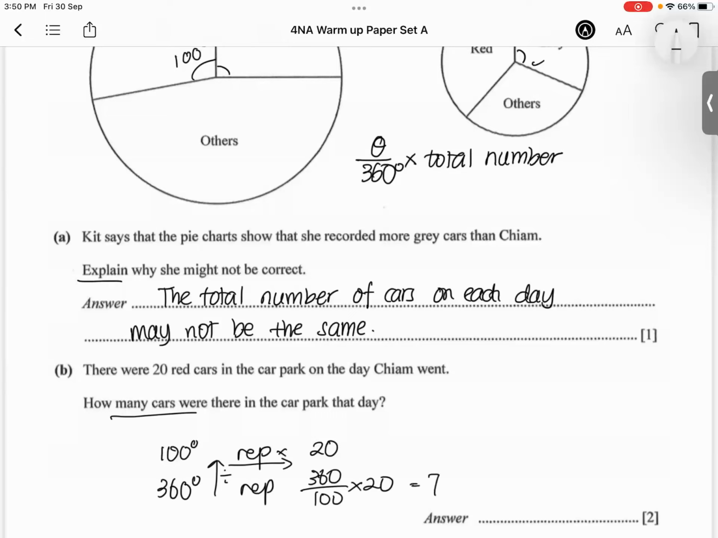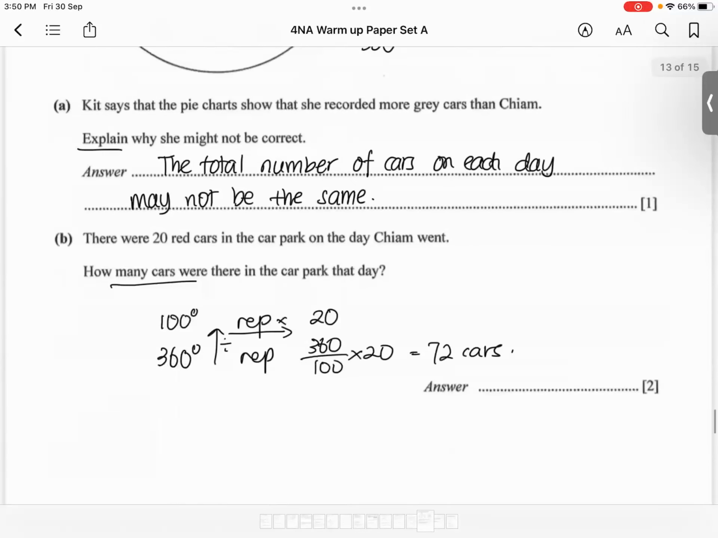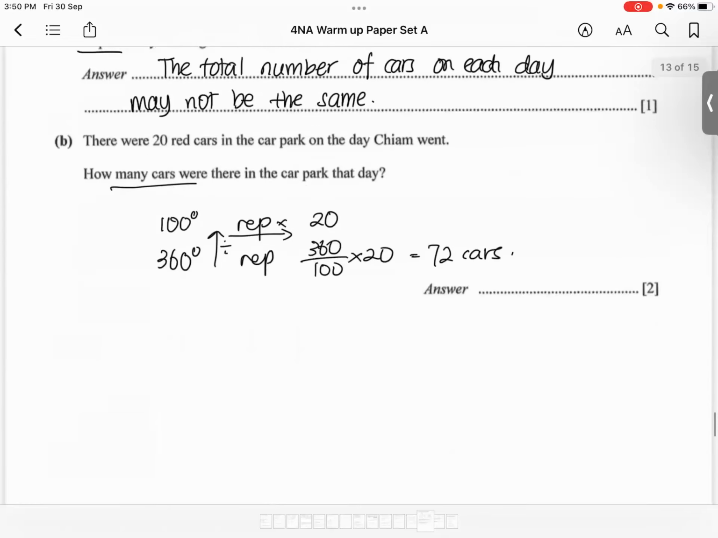I get 72 cars. Okay, so for this kind of question, when you don't really know what to do with it, if there is this word such as accurate or the actual scale or something like that, please measure accordingly. Okay, next question. Okay, this one. Converse of Pythagoras theorem.